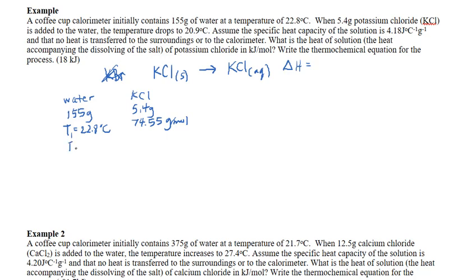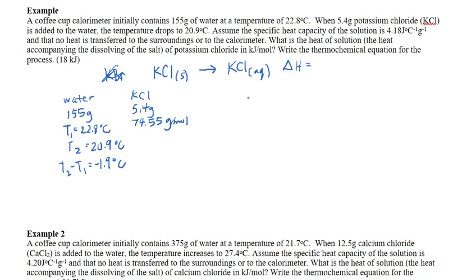and it drops to 20.9. So this is an opposite process. In this process, we're decreasing in temperature, so this is an endothermic process. And so we expect ultimately our delta H will be positive. Our temperature change here is 1.9. So it's negative 1.9, because when we look at T2 minus T1, so 20.9 minus 22.8, we get minus 1.9 degrees Celsius.